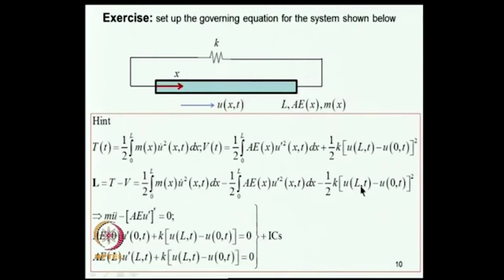So, this is the Lagrangian, and if we apply now the variational argument, we get the field equation to be this. This remains the same as what we got earlier, but the boundary conditions now at x equal to 0 will have this additional term, which is the force transferred through this spring at this end, and similarly at x equal to L I will get another force, which is the force transferred at this end through the spring.